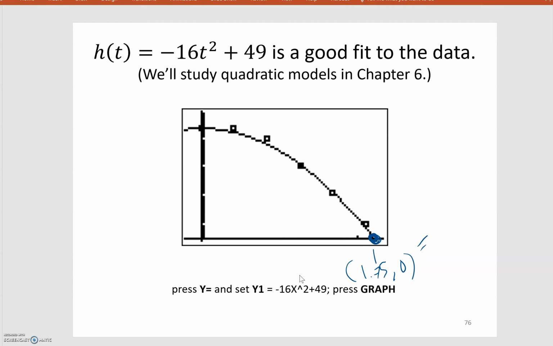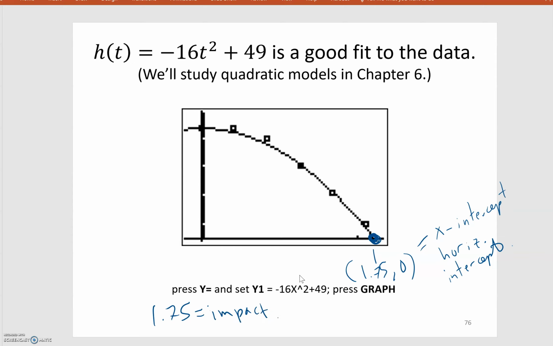That's what we call, because this is intercepting the x-axis, the x-intercept. It's also called the horizontal intercept. Okay. Now, what relevance does it have to this particular example? Well, it's the time when the ball hits the ground, right? So 1.75 is impact.